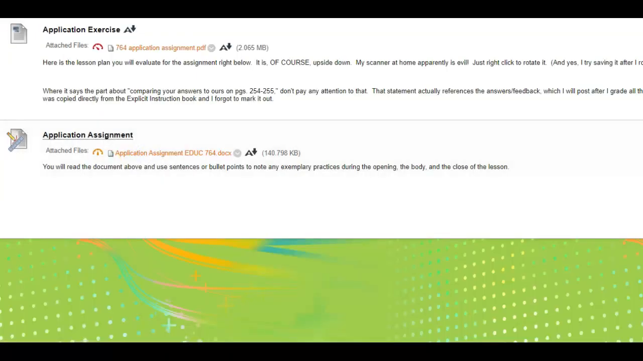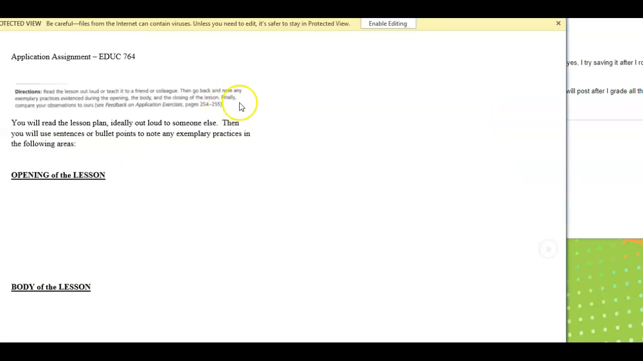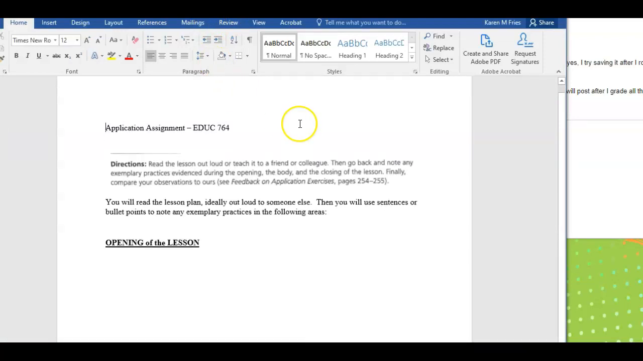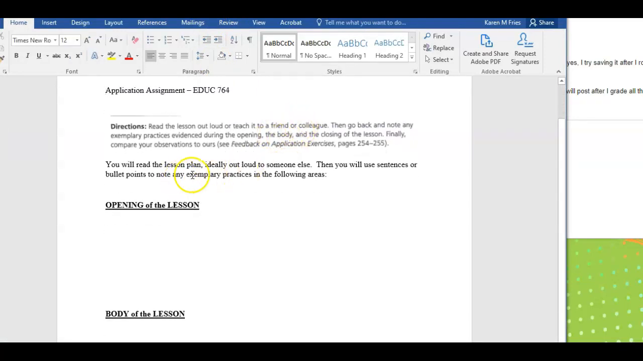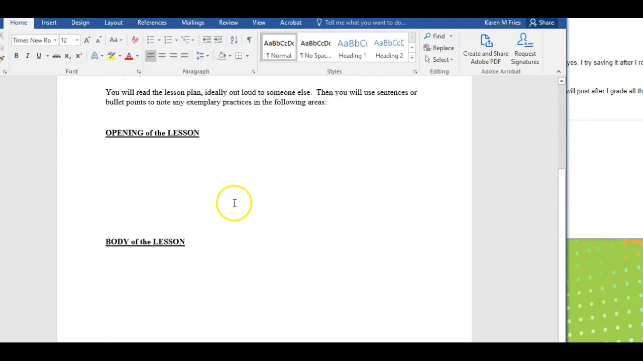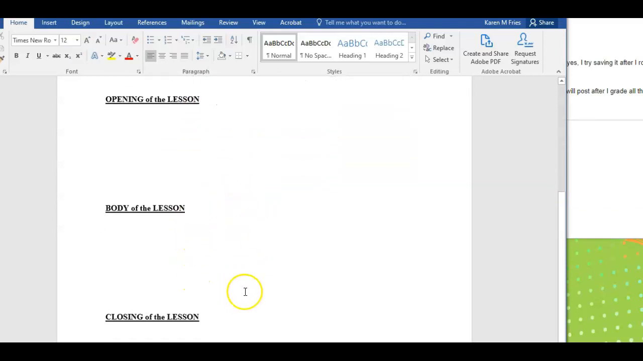It's just a Word document, and remember, you might have to click this little yellow Enable Editing button. Okay, so all you're going to do is read the lesson plan, ideally out loud to someone else. Then you will use sentences or bullet points to note any exemplary practices in the following areas. Here's the opening of the lesson, here's the body of the lesson, here's the closing of the lesson. So what did you notice in each area that was excellent, right?